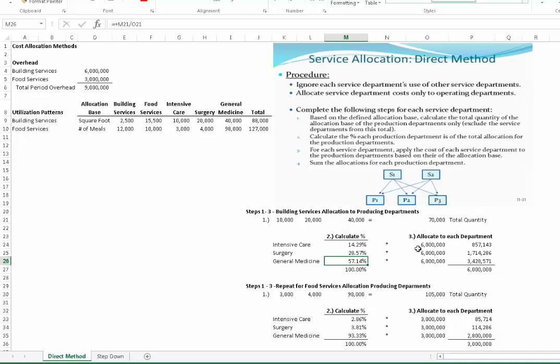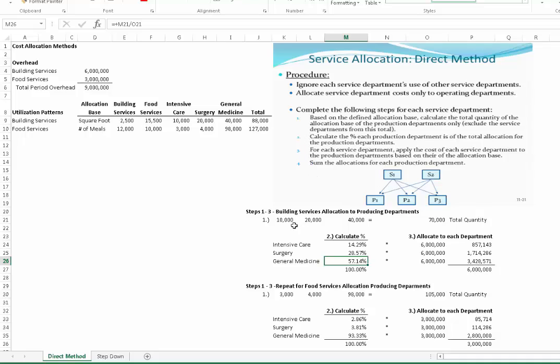So we multiply the percentage times the total cost for that department to figure out how much each of the producing departments picks up of that cost center, or service center. That's exactly what we're doing. Intensive care picks up 14% of the 6 million, which is 857,000. Surgery picks up 28%, which is 1.7 million. And then general medicine picks up the rest, which is 3.4 million. So that's a total of 6.